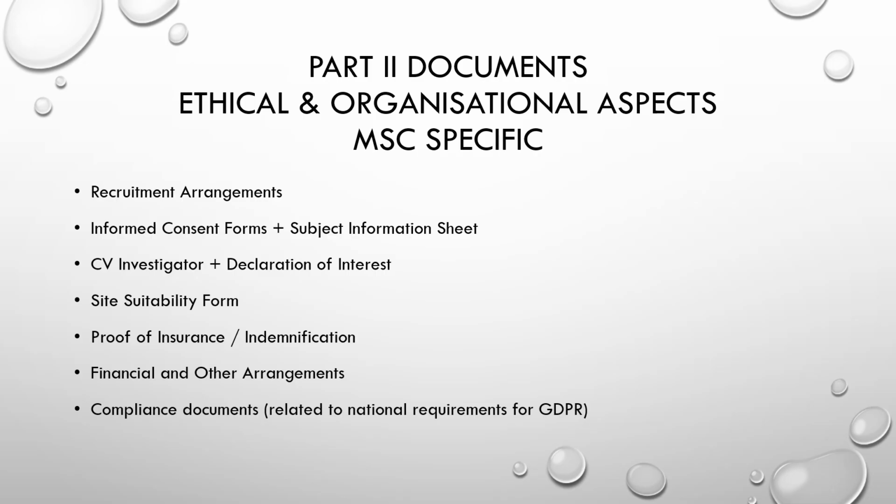So what are the documents that are required? Remember, your Part 2 assessment covers the ethical and organizational aspects for your trial, and they are member state specific. So you would require information on recruitment, informed consent forms and subject information sheets, CV of your investigators, any declaration of interest, site suitability forms, proof of insurance and indemnification, any financial arrangements with regards to, say, for example, what happens at the end of the trial, and any compliance documents that are required in addition to GDPR.